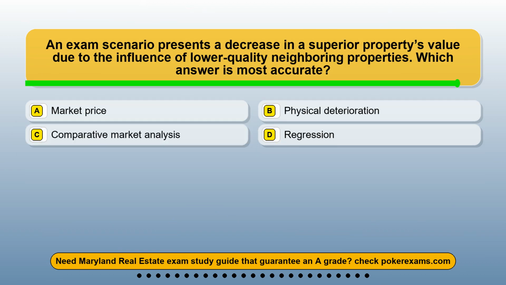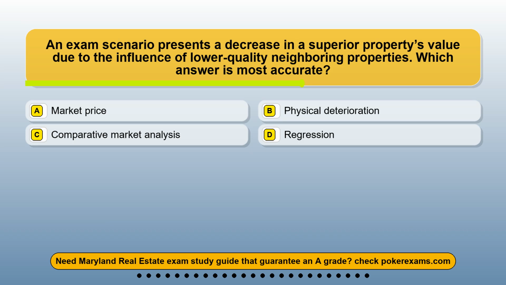Question 25. An exam scenario presents a decrease in a superior property's value due to the influence of lower-quality neighboring properties. Which answer is most accurate? Option A, market price. Option B, physical deterioration. Option C, comparative market analysis. Option D, regression.